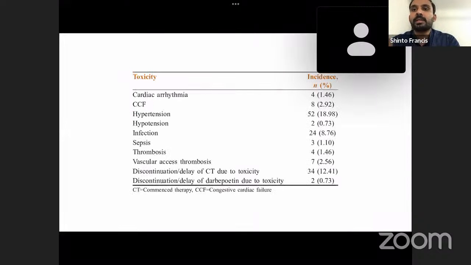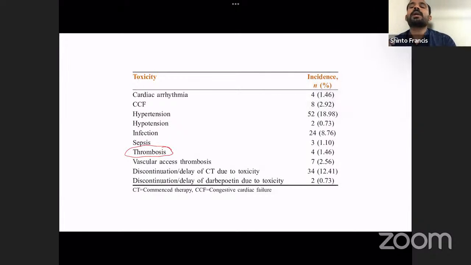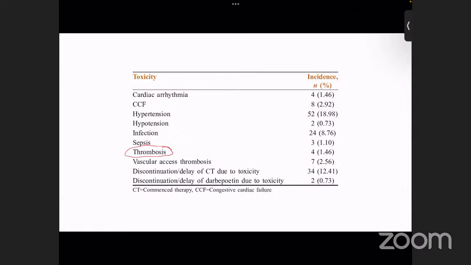Okay. Here I give a chart of the commonest toxicities and their incidence. So here we can clearly see thrombosis is mentioned, especially when the hemoglobin rise due to darbepoetin is more than 11 or 12 gram. Usually, what we do is achieve a hemoglobin level of at least around 10, but not more than 11 or 12. So thrombotic risk increases with the rise in hemoglobin as well.